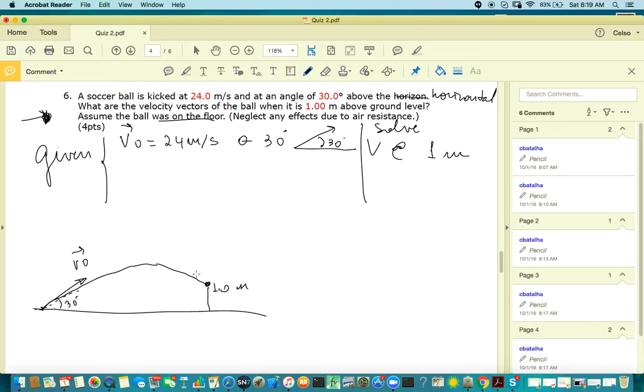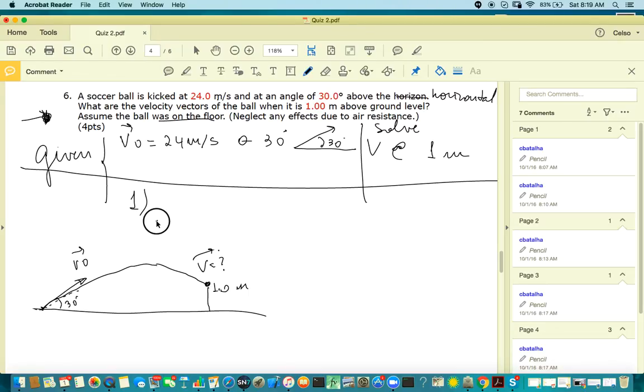Okay, so we want to find the velocity at this point. So what do we do? Well, the first step in the analysis is to ask how my velocity behaves. So I have 25 meters per second with a 30 degrees angle.